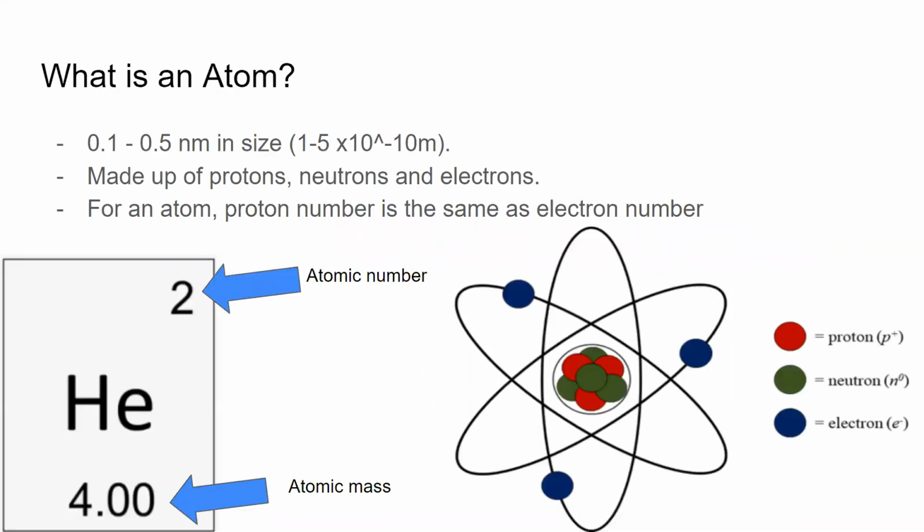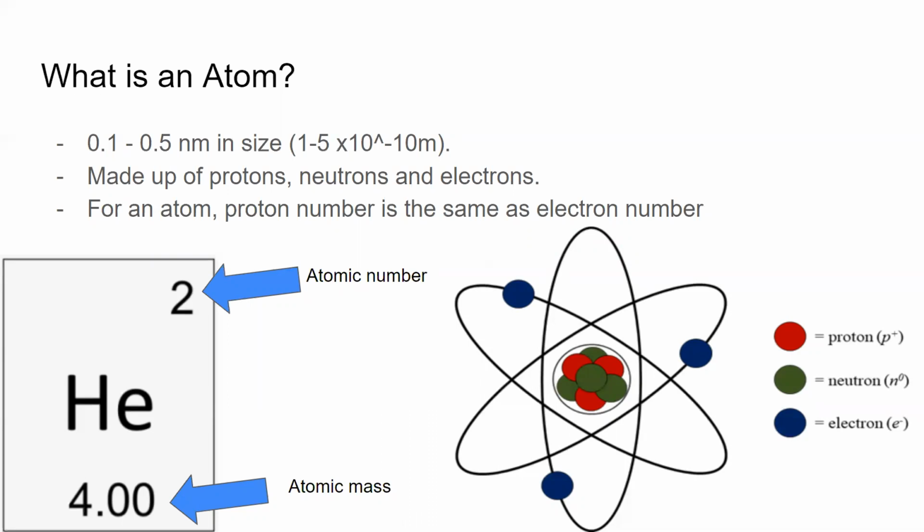Today we will be discussing what is an atom. So an atom is a very small particle that makes up everything around us. It is 0.1 to 0.5 nanometers in size. It is made up of protons, neutrons and electrons. Now in an atom, the proton number is the same as the electron number.